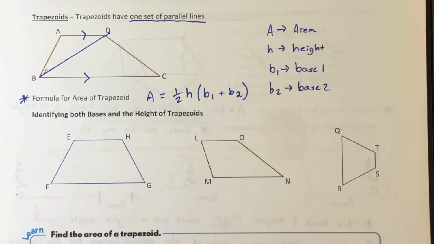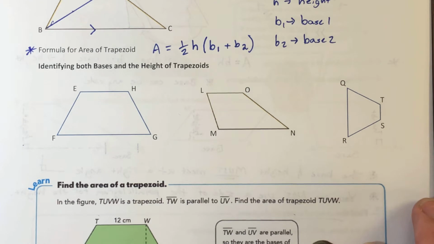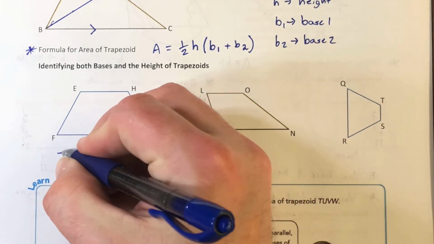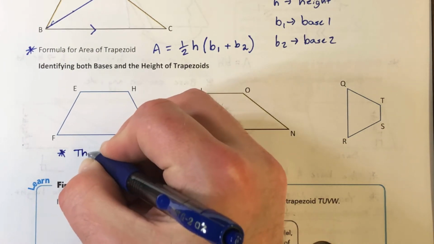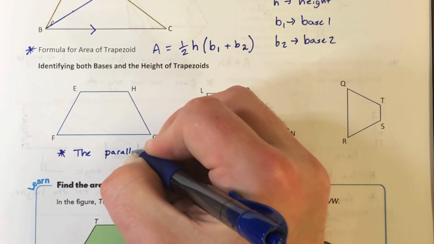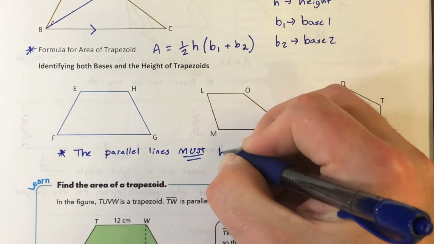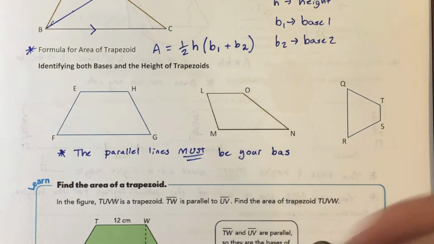Okay, let's figure out how to identify bases and heights of your trapezoids. Because without knowing that, you're not going to be able to use the formula. So, two things. First, the parallel lines must be your bases. So very straightforward. No choices whatsoever. So again, the parallel lines must be your bases. So none of the sides, you can't just choose. It can't be any side. The two parallel lines must be your bases.